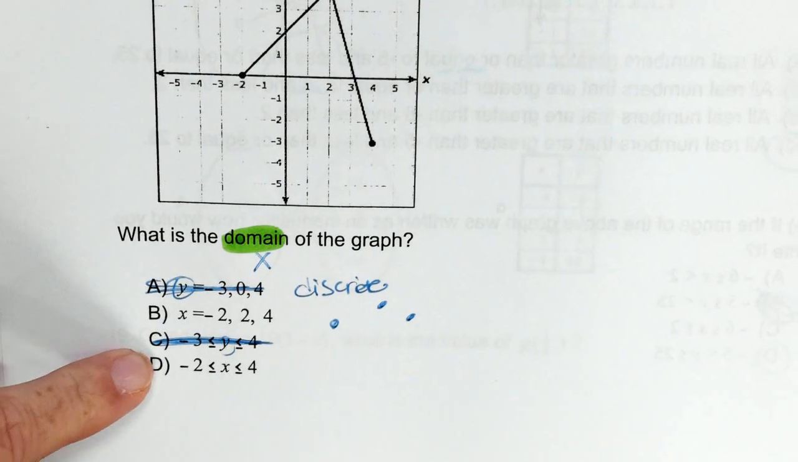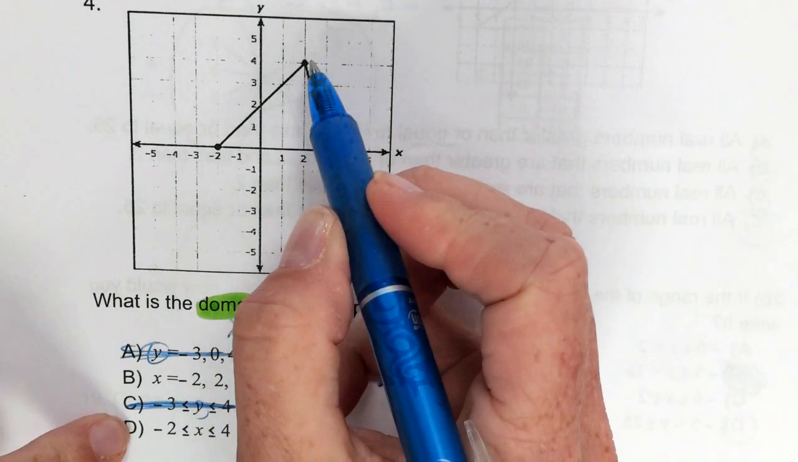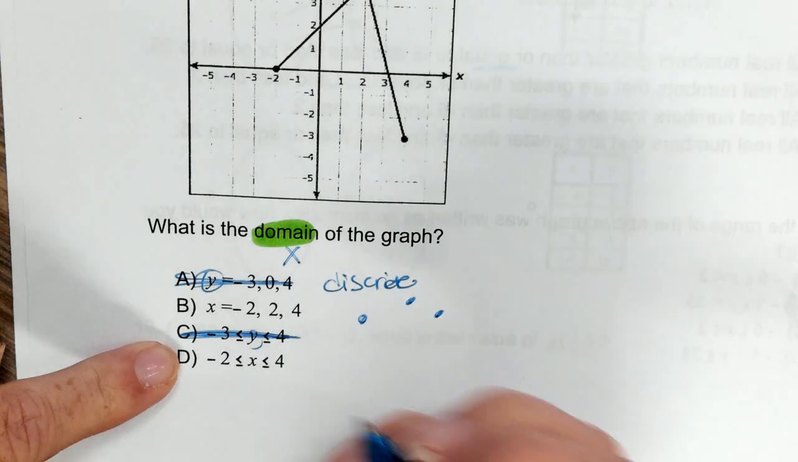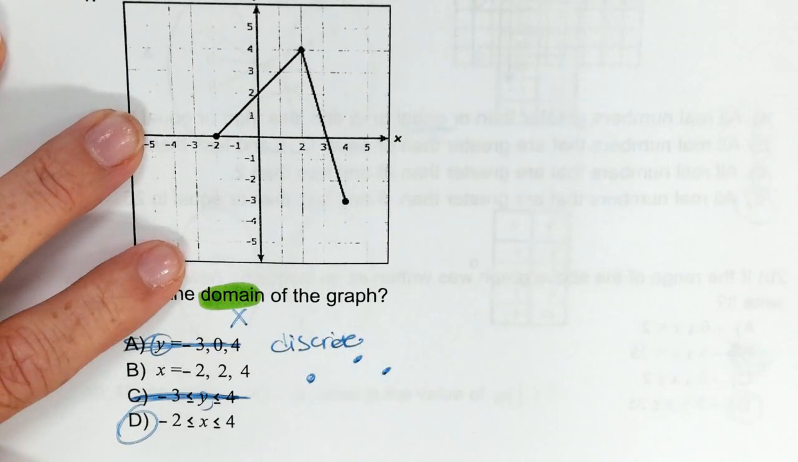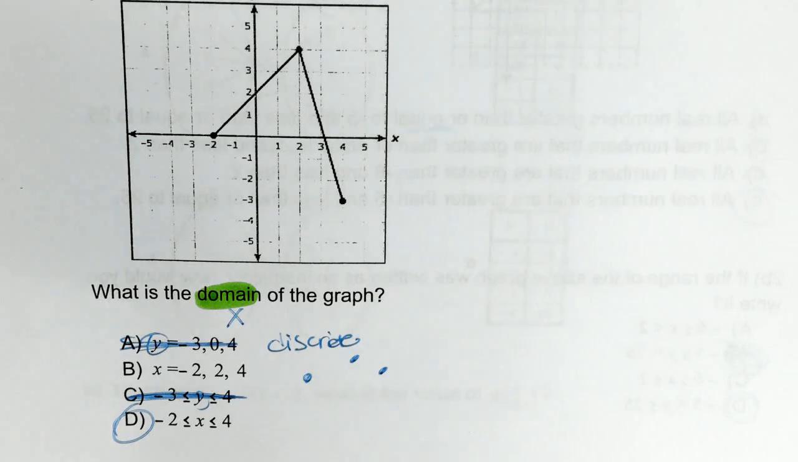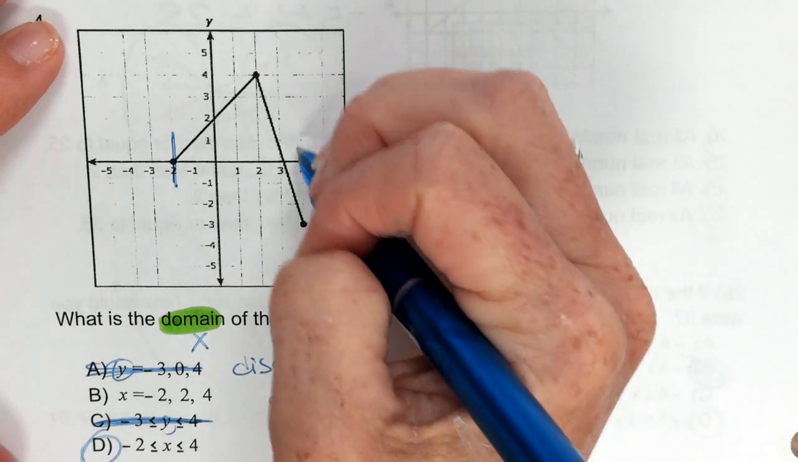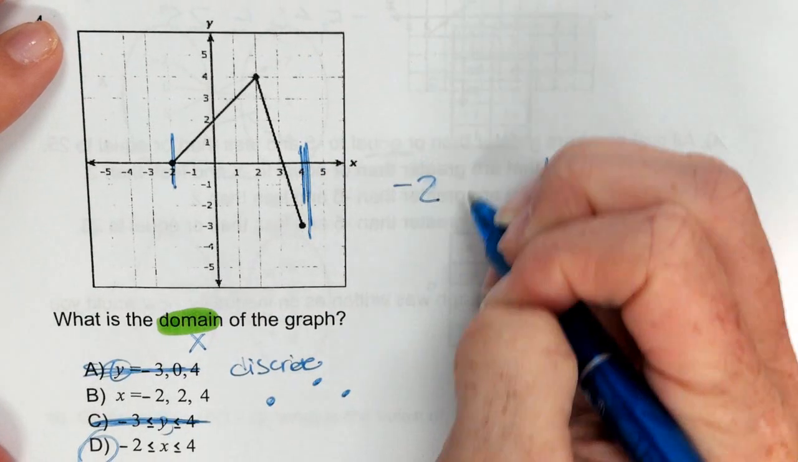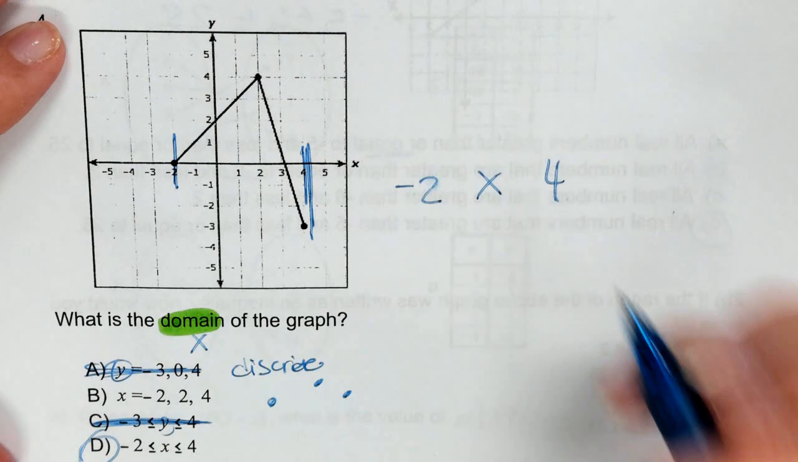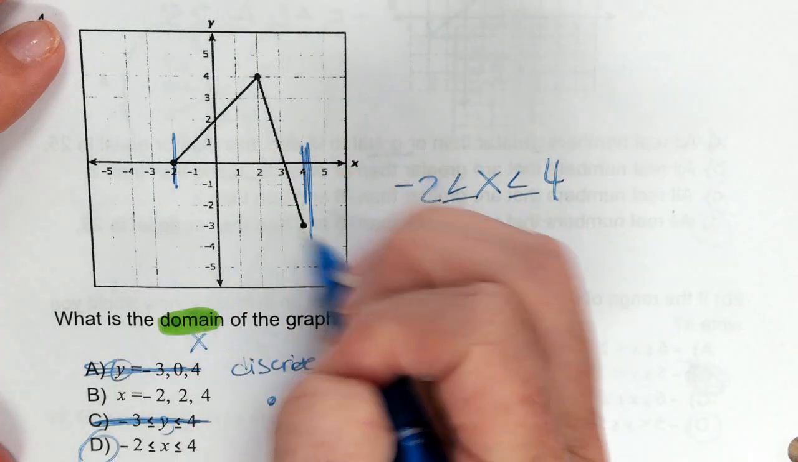And this is a continuous graph, which this graph is continuous because the dots are connected, so it has to be D. But let's talk about it. Domain is furthest left to furthest right on the x-axis. This is the furthest left. This is the furthest right. And x is everything in the middle. And it's equal to them because they're solid dots.